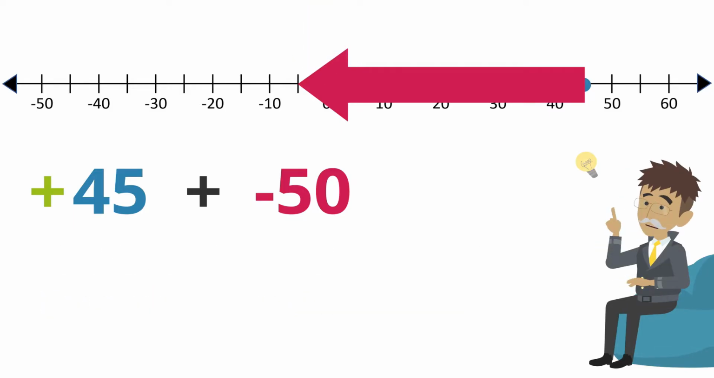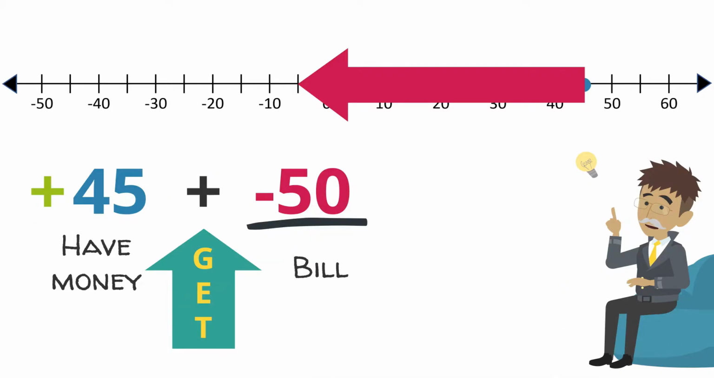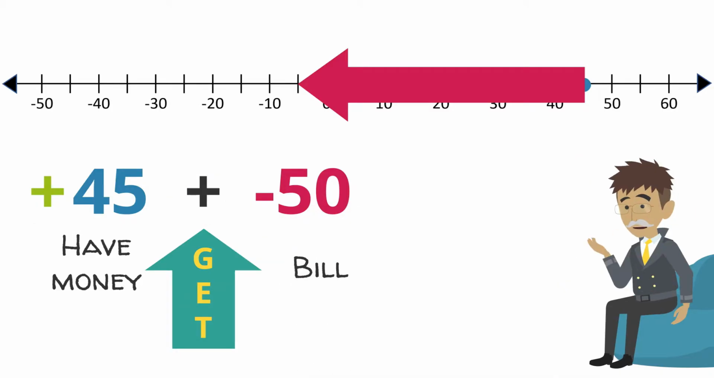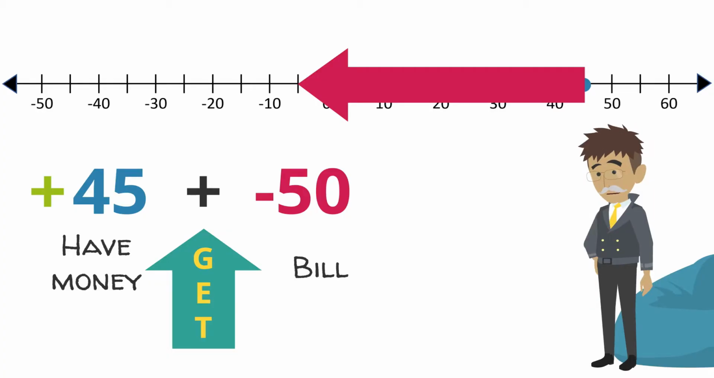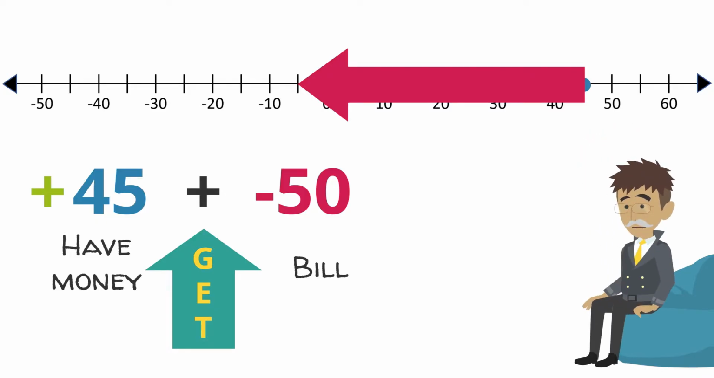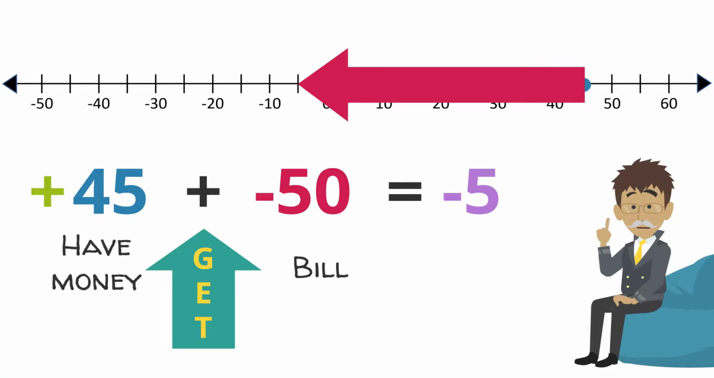The thinking for this problem is that I have $45 and I get a bill for $50. I realize I do not have enough money, but I am close. I will need to borrow some to buy my game. Fortunately, my bank card allows me to spend money I do not have if I pay off the balance. But how much do I borrow, and how do we write it? To be able to spend $50, I need $5 more. Buying this game means I now owe $5, or I have a negative 5.